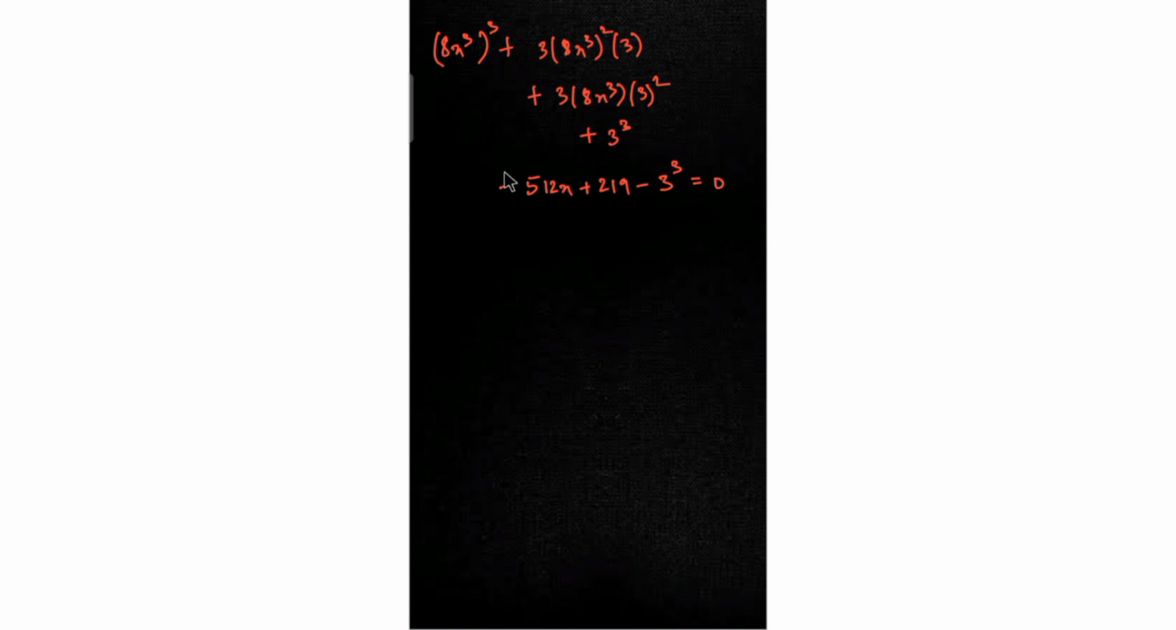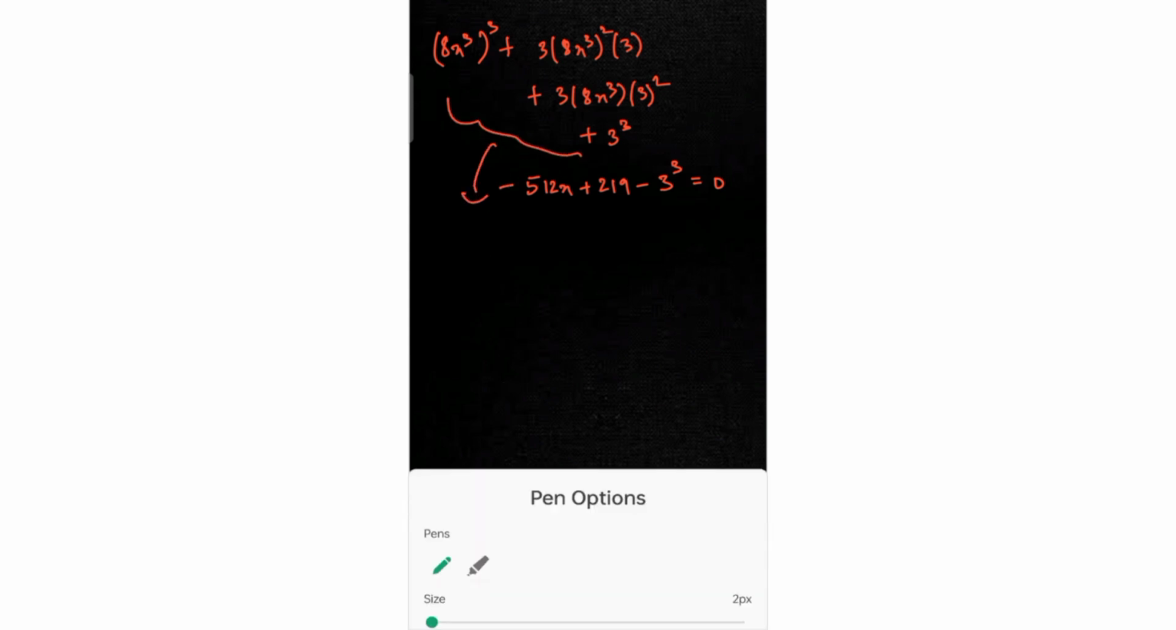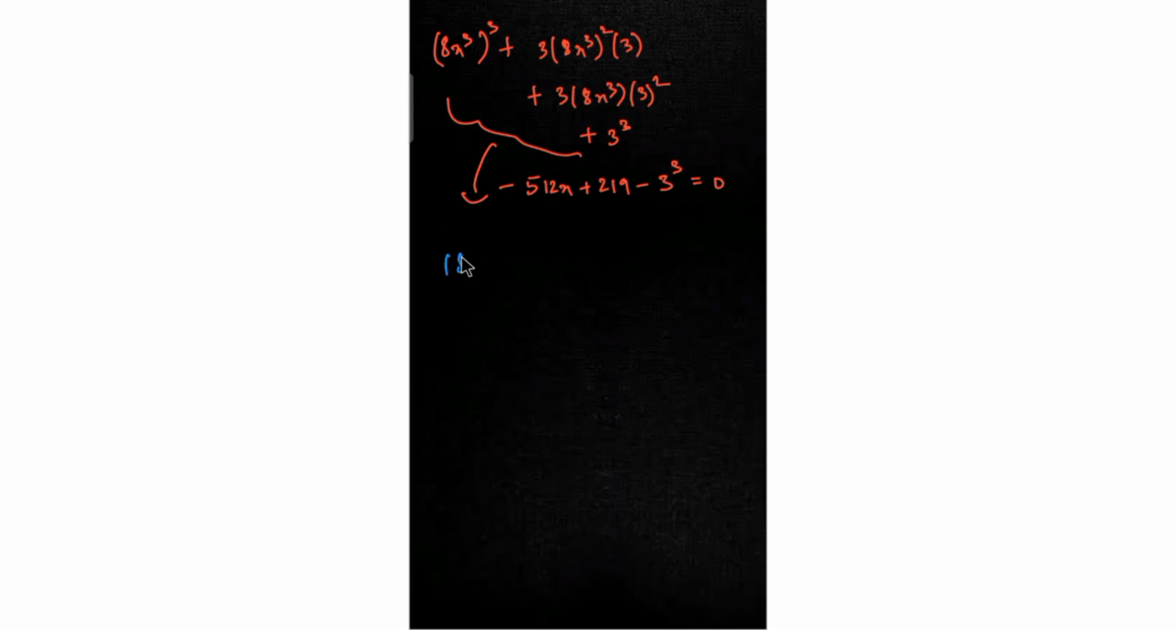Fine. So now what do we get? I'll be modifying this into (a plus b) whole cube, that is (8x cube plus 3) whole cube. And this I'll be writing as 512x minus 219 plus 3 cube. So this is (8x cube plus 3) whole cube, which is equal to 512x, and minus 219 plus 3 cube is minus 219 plus 27, that is minus 192.